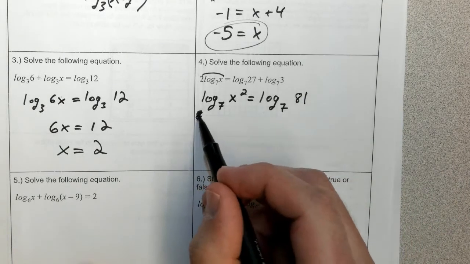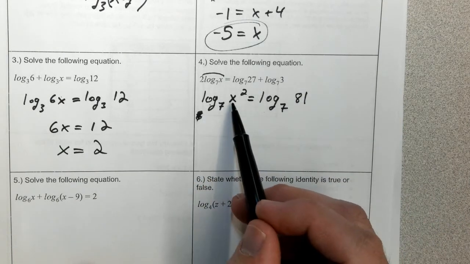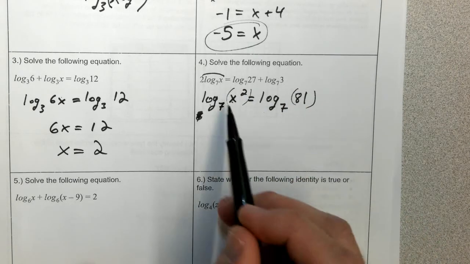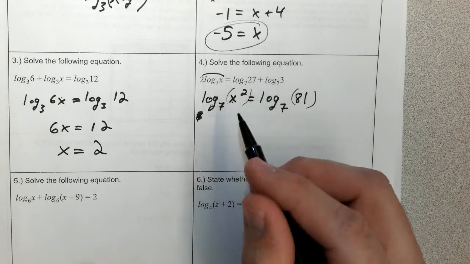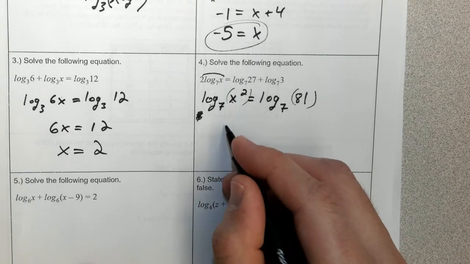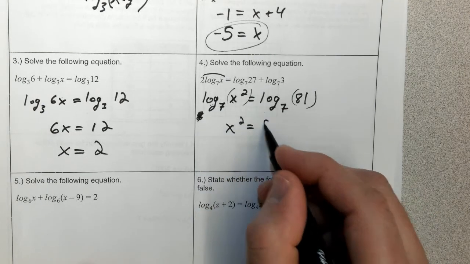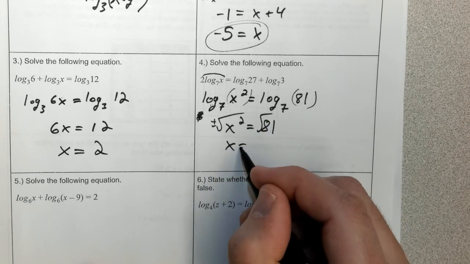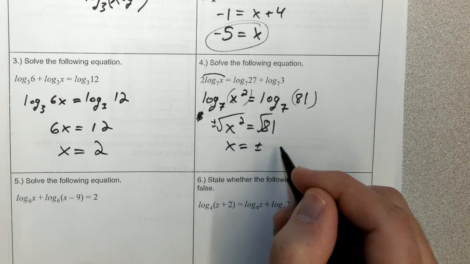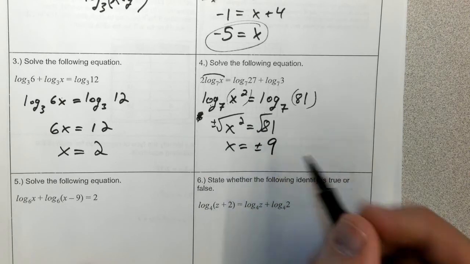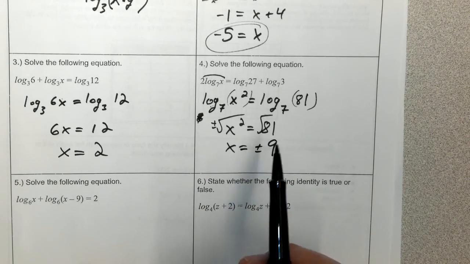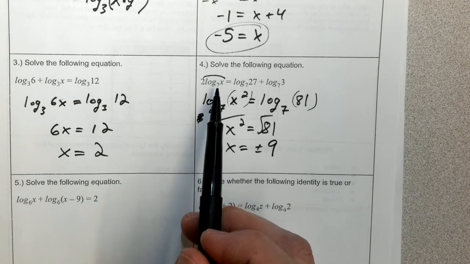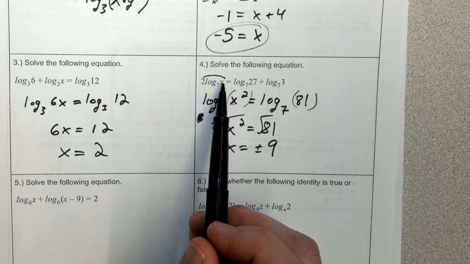Okay. Sorry. We'll look at this and say log base 7 on both sides, so the x squared and the 81 have to be equal to each other because they have the same log and base. So we have x squared equals 81. When I square root both sides, plus or minus, I get x equals plus or minus the square root of 81, which is 9. And then we have to check our answer here because log base 7 of positive 9 is possible. Log base 7 of negative 9 is not possible.